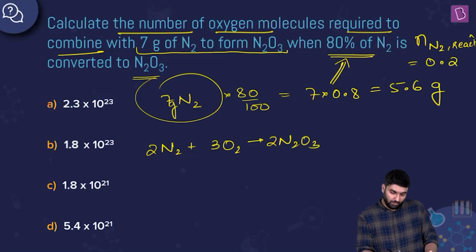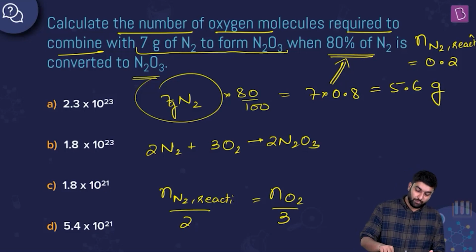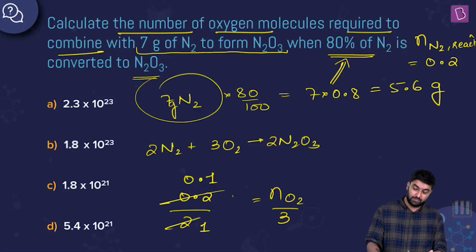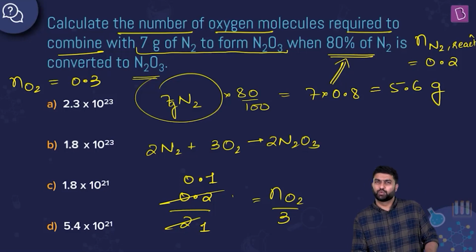Okay. So based on that and applying stoichiometry, number of moles of N2 reacting here divided by 2 should be equal to number of moles of O2 divided by 3 here, correct? And the numerator here is obviously going to be 0.2, and we can cancel that part out and get 0.1 here, and we get the value that the number of moles of O2 is equal to 0.3, right? Okay, cool. Now what do we have to answer here? We have to tell the number of oxygen molecules.